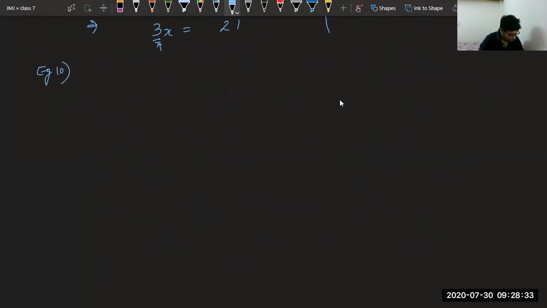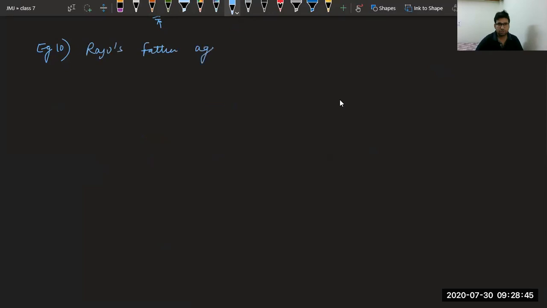Example 10. Raju's father's age is 5 years more than 3 times Raju's age. So first statement is Raju's father's age is 5 more than 3 times Raju's age. So this time, what is the base? Whose age we will assume, all of you? Whose age we will assume? Please answer.